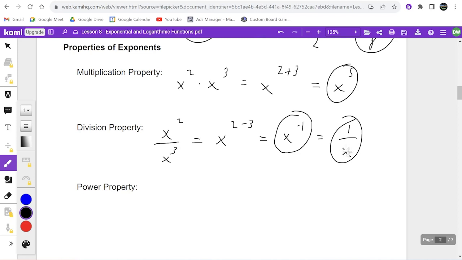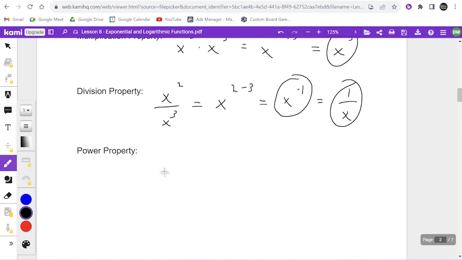And then finally for the power property. Let's say we have x squared and that whole thing is cubed. What would I do with this? Here's what I would do. If you have a power raised to a power, this is when you multiply your exponents together. So it's 2 times 3 power, and you'll get x to the 6th. Any questions there? Okay then.